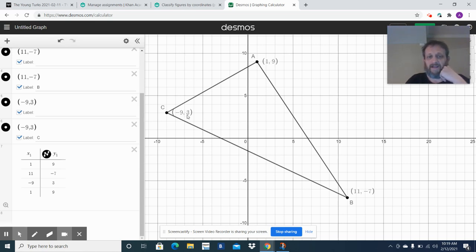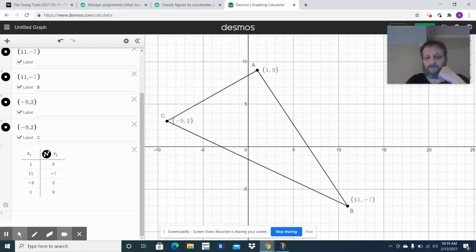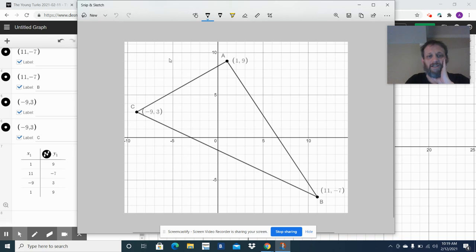So the slope of this side, I start at 3. I end at 9. That's a change of 6. Okay, I start at negative 9. I end at 1. That's a change of 10. So that is a slope of 3/5.